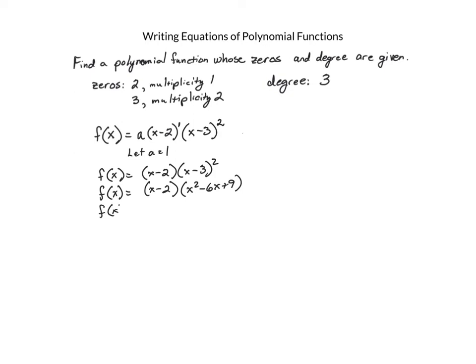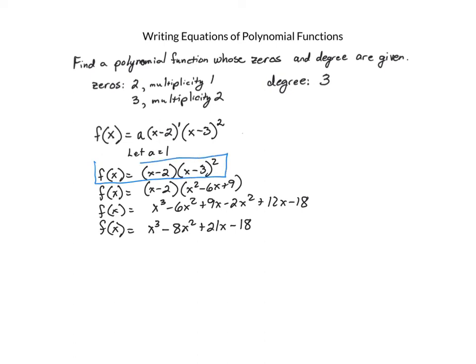We'll multiply it out. I'm going to distribute the x, and we would have x cubed minus 6x squared plus 9x, and distribute the negative 2, and you'd have negative 2x squared plus 12x minus 18. And when we combine like terms, we would have x cubed minus 8x squared plus 21x minus 18. And it is complete. So again, the answer could look like this if the factored version is okay, or we could write it out this way.